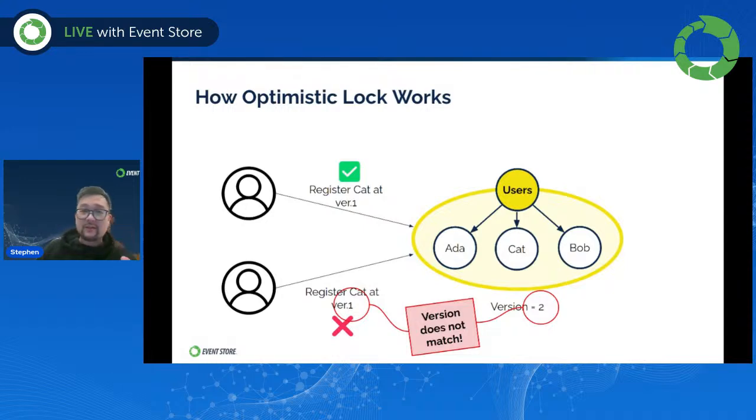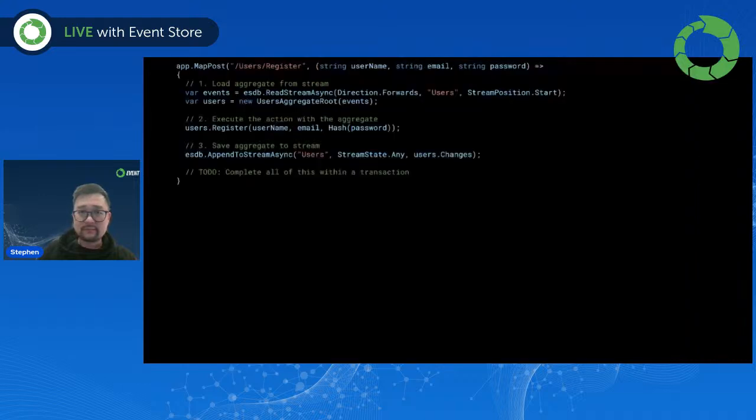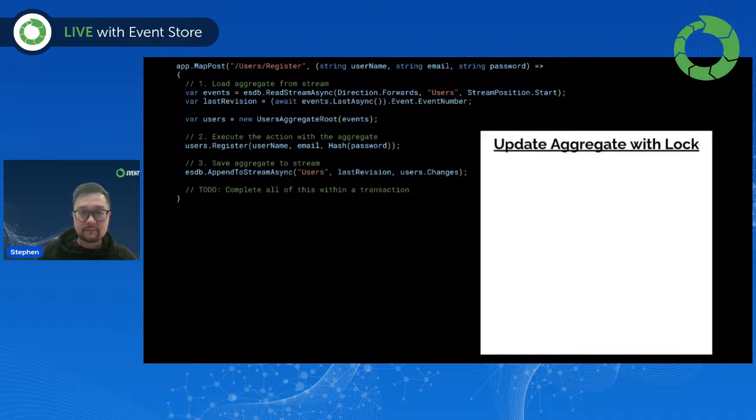So now that you understand how optimistic locking works in Event Store DB, let's see how we can implement this in our code. So here you're back in the user registration handler where it's loading and saving the aggregate. To add optimistic locking to this, let's make a few small updates. There are 5 steps to update an aggregate with optimistic locking.